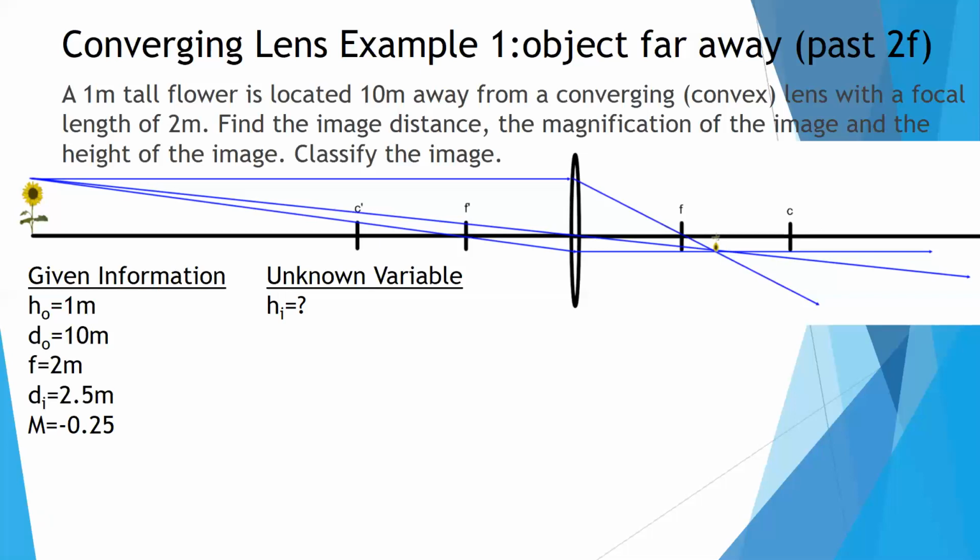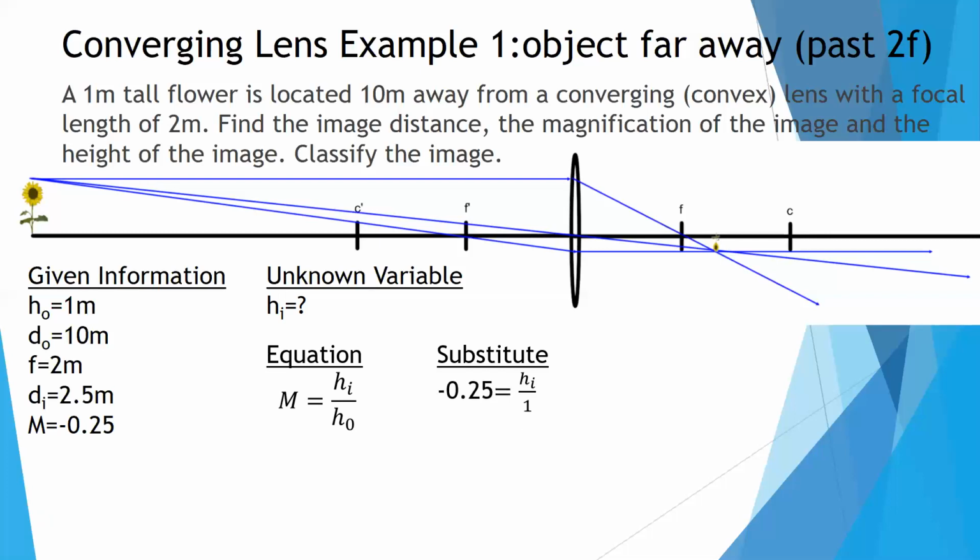So we only got one equation with hi in it. M equals hi over ho. And notice this one doesn't have a negative sign in there. So you got to keep whatever signs are given there. You're not going to flip any signs. So we just got to plug in, substitute our values. So we get negative 0.25 for M.